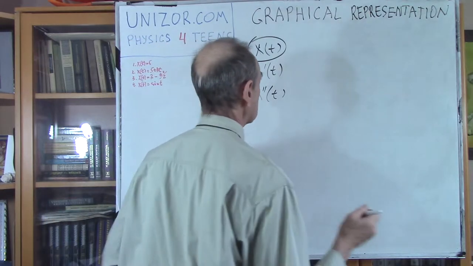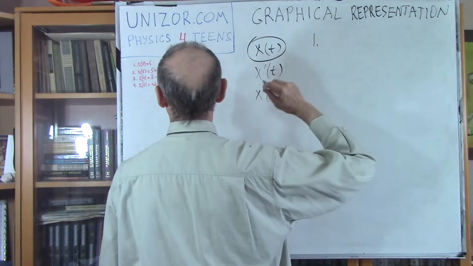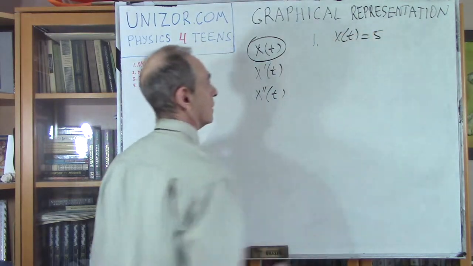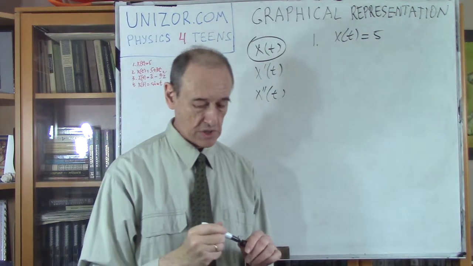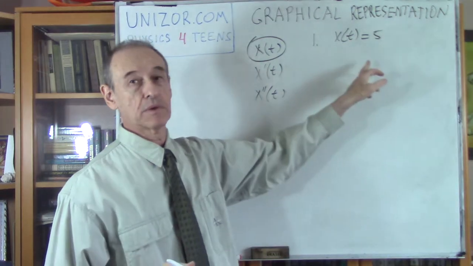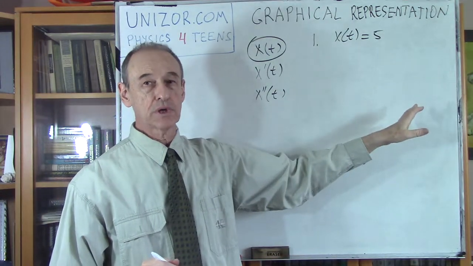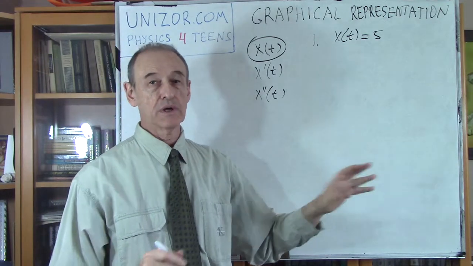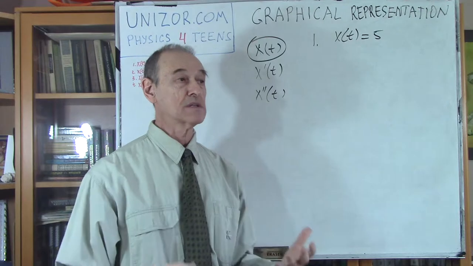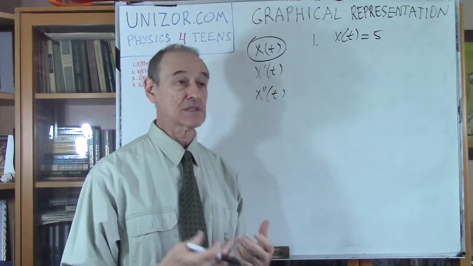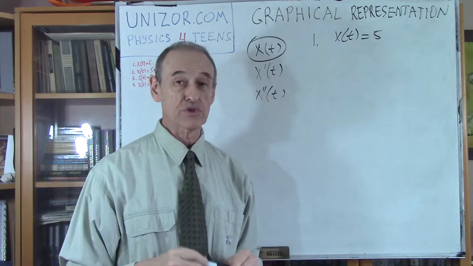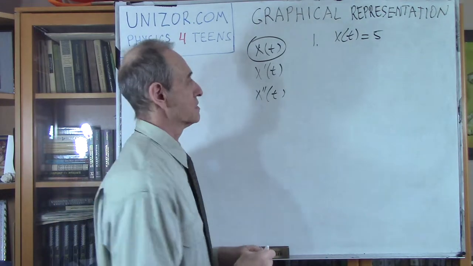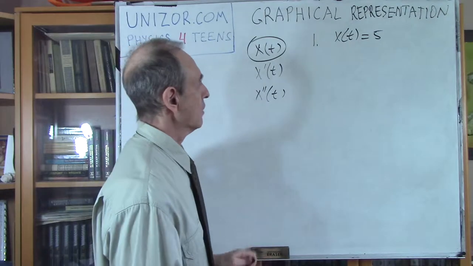My first is the body at rest. So at all moments of time, the body does not move. It stands still at the position x equals 5 at all moments of time. So what is the graphical representation of this type of, well, quote-unquote motion? It's not really motion because it's standing still, but it's still kind of a motion with a zero speed, etc. So how can we do this?